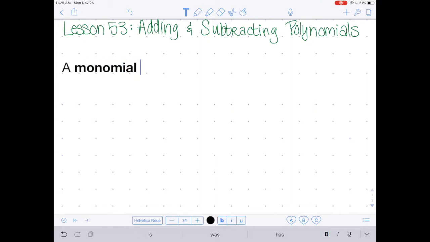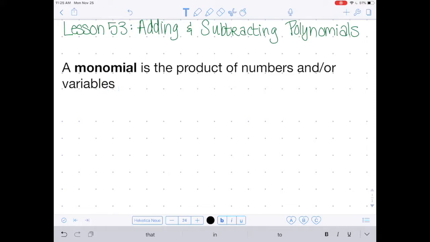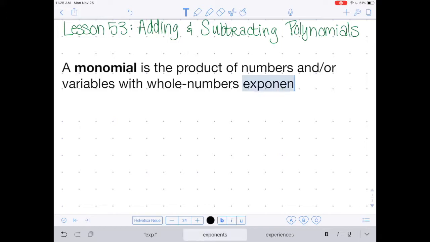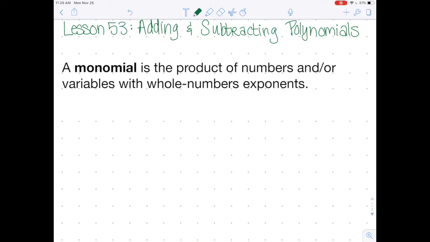A monomial is the product of numbers and/or variables, so it doesn't have to have both, but it can, with whole number exponents. Has to be whole numbers, so 1, 2, 3, 4, 5, on out to infinity. It can't be 0 or less. Okay, so a couple of good examples of a monomial would be just x. If you have x to the third over 2, that would be an example, because it's just one term.